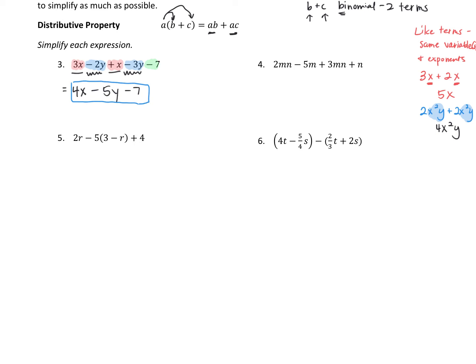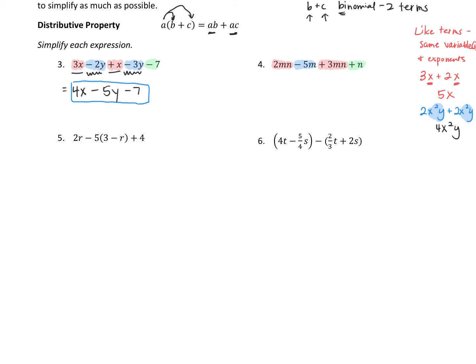All right, number 4, 2mn. So that's going to be in red. I'm looking for another mn combination, right? The negative 5m does not have an n, so that's not like. 3mn, that has an m and an n, so that's like terms. And then the n is not alike. All right, the next thing I see is the negative 5m. Well, the only thing that's left is an n, so that's not like, so that's separate, okay?